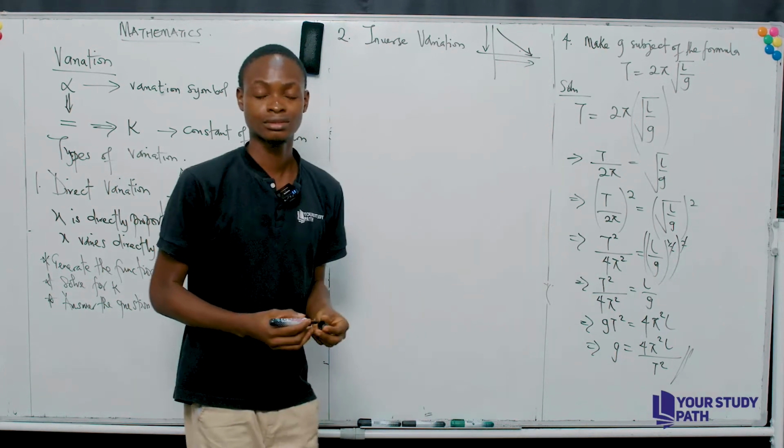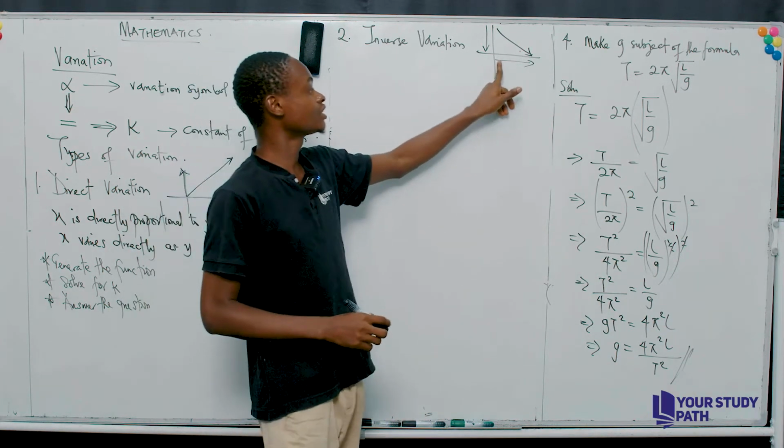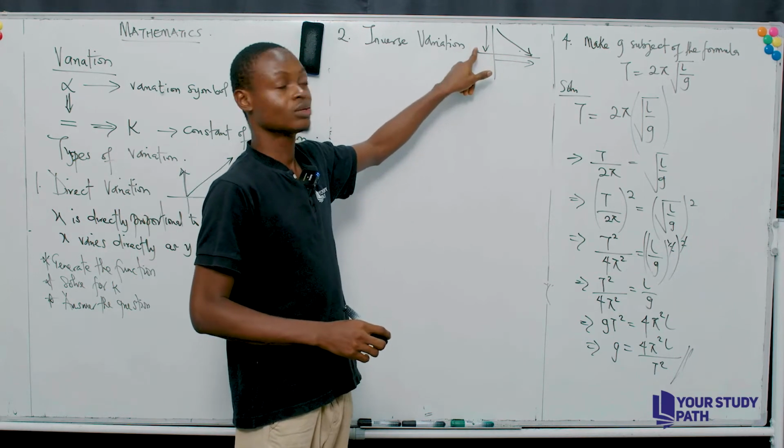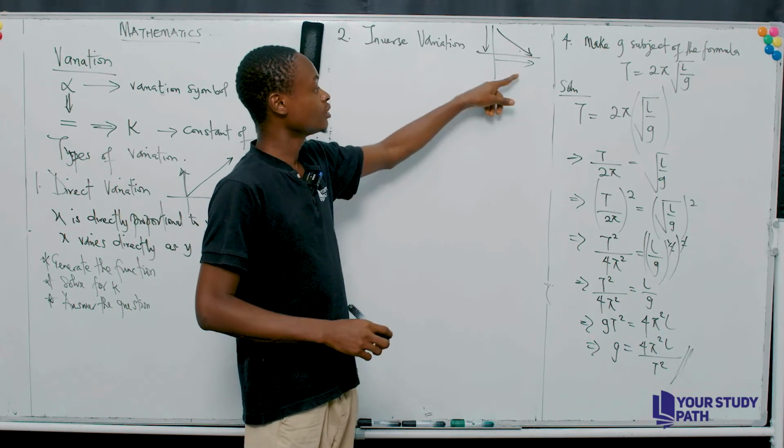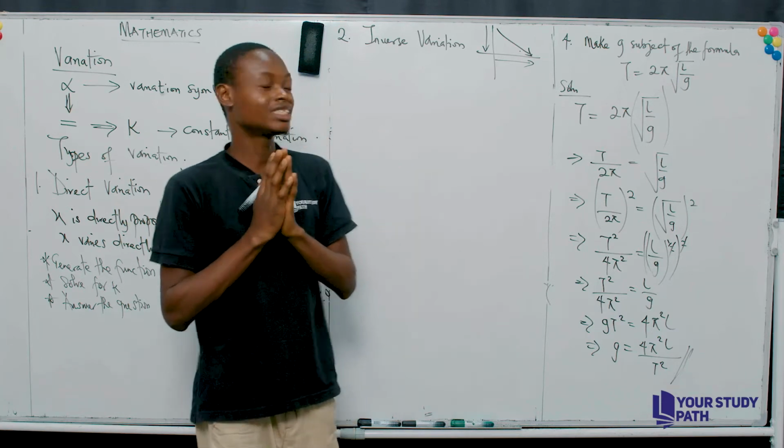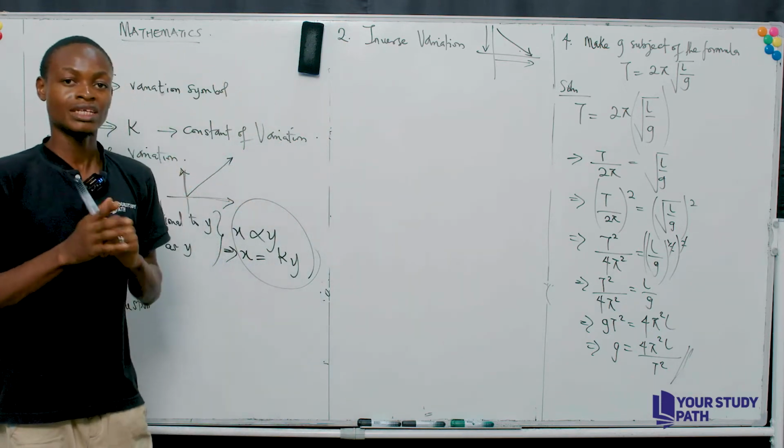Something like that. So as this increases in value, this will decrease in value. If this increases in value, this will decrease in value. That is what an inverse variation does. Now, how do we write it?